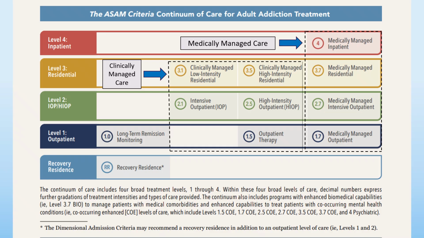So 3.1 is a clinically managed level of care. Recovery residence at the bottom would be something you're not going to get reimbursed for. Typically, it would be something like a sober living home. Throughout the United States, you often see Oxford houses. This would qualify as that.